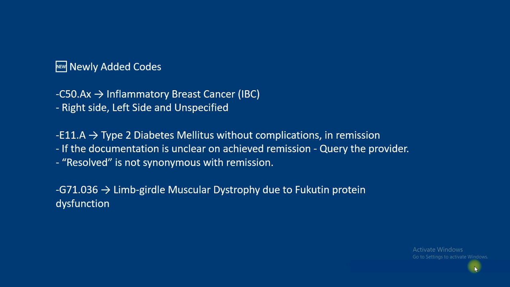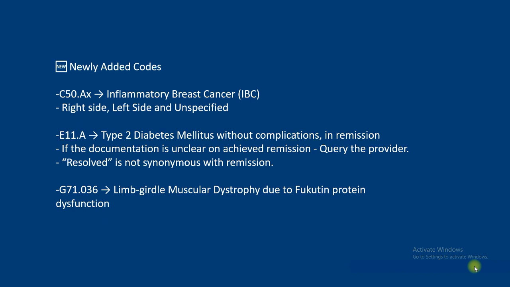Basically here, if you want to code this E11.A, we need to check the documentation. If the documentation says in remission, we can code E11.A. If the documentation is unclear about the remission, we need to send a query to the provider. And also try to remember, remission is different, resolved is different. Remission means the patient is still under treatment. Resolved means it is completely resolved, the patient does not have any diabetes now. So don't get confused, both are different.